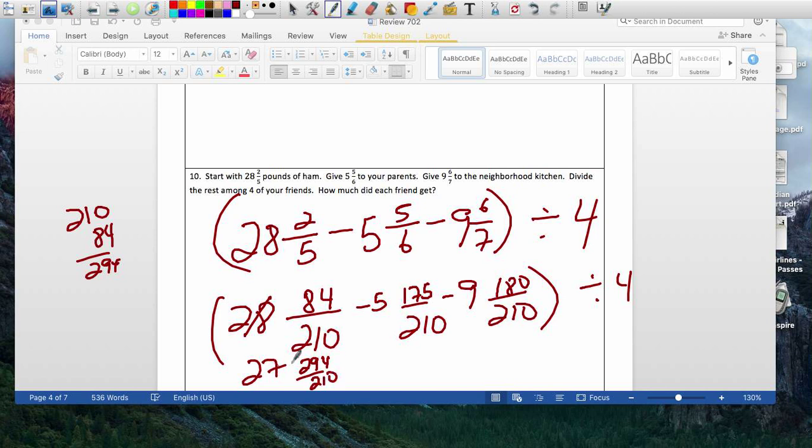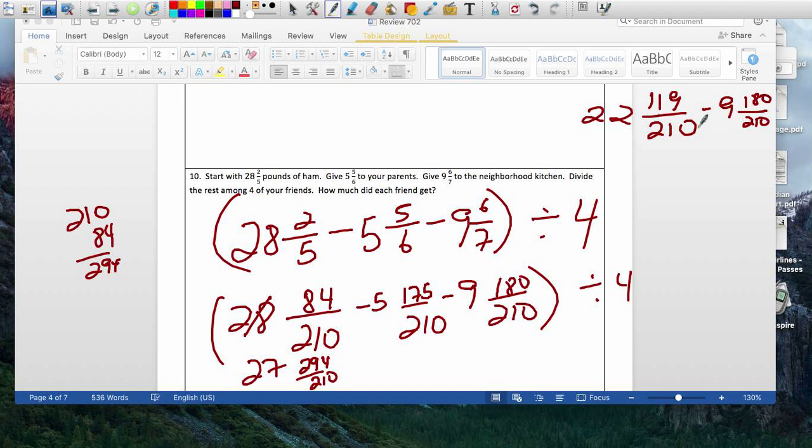Now I can subtract. 27 minus 5 is 22. I'm going to write it over here. 294 minus 175 is 119 over 210. I took care of these two. Now I have to subtract 9, 180 over 210.